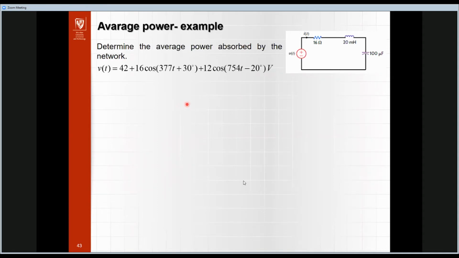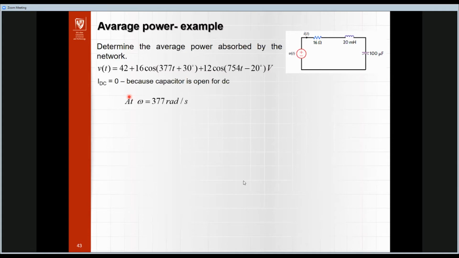So we see here the average value, the DC value, but for DC the current is equal to 0 in this circuit, because for the zero frequency the capacitor is open. The capacitor is open for DC.